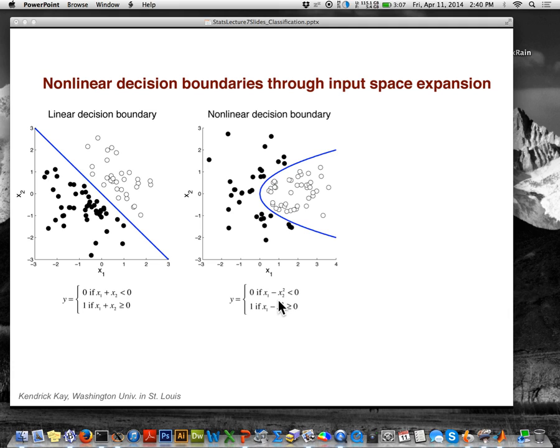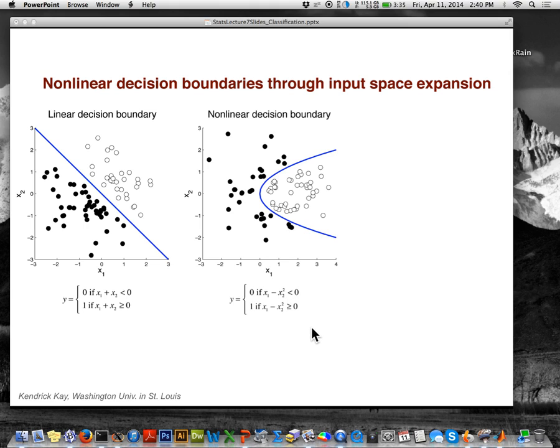Okay, so all that's happening here, just like we saw in regression, we still have a linear model in some sense. It's just that we're using a new regressor we just concocted, x2 squared, right? Because there's a weight on x1, this x1. That's x2. There's a weight on this one, it's 1. And there's a weight on this regressor, which is x2 squared, and that's -1.